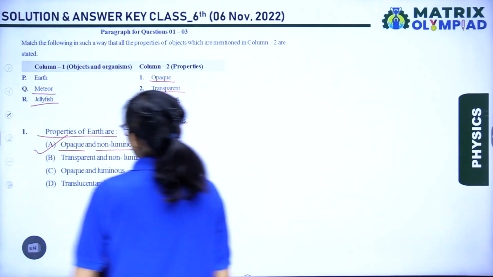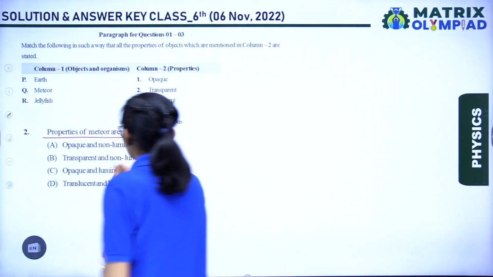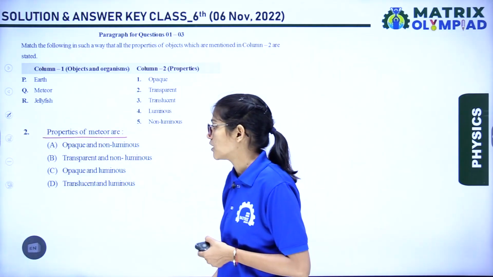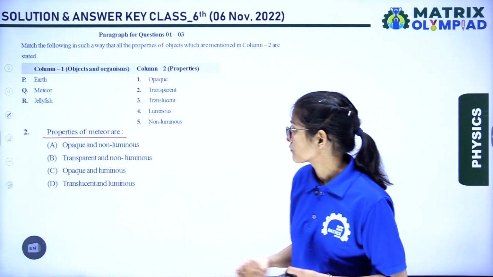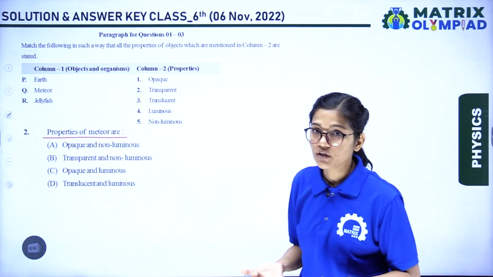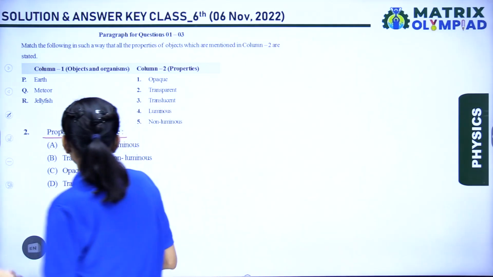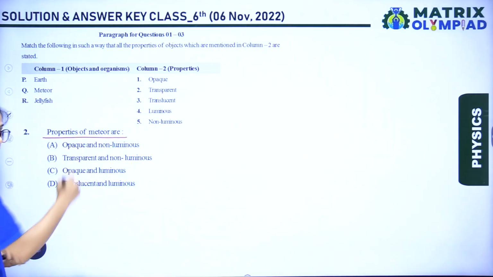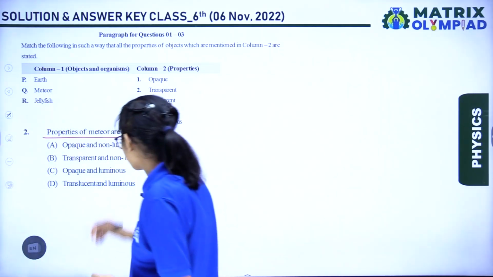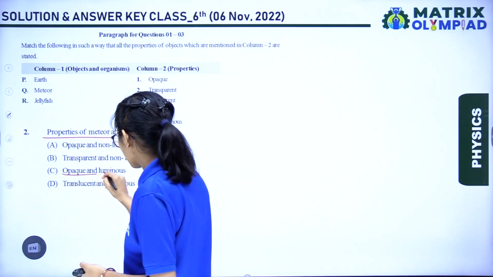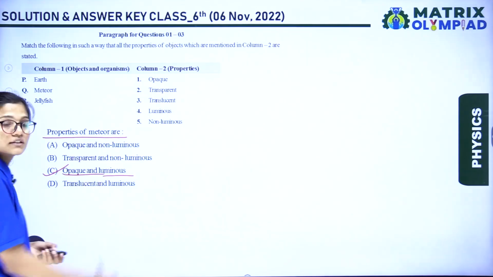Okay, now come to question number second. In question number second, we have to tell the properties of meteors. So what are meteors? They are basically space rocks, and when they enter the atmosphere of the Earth, they spark a bright light. So meteors are opaque objects and they have their own light. Which one is correct for that? That is opaque and luminous. So for the second question, our answer will be option C.